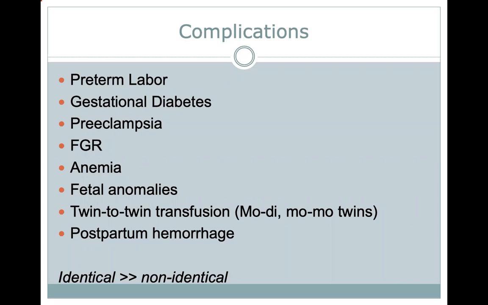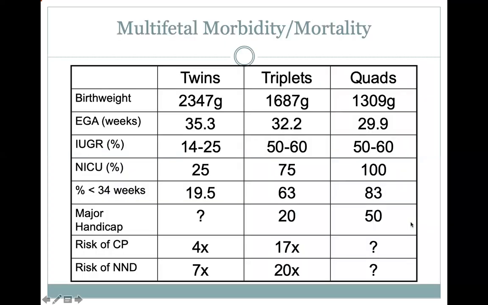Postpartum hemorrhage is much more common in these patients, so it's very important to treat anemia if it occurs in these patients so that you can be prepared for that postpartum hemorrhage from the over-distension of the uterus from the twins. And remember, too, that the identical twins have a higher rate of complications in general than the non-identical twins, primarily preterm labor, fetal growth restriction, and fetal anomalies. Next slide.